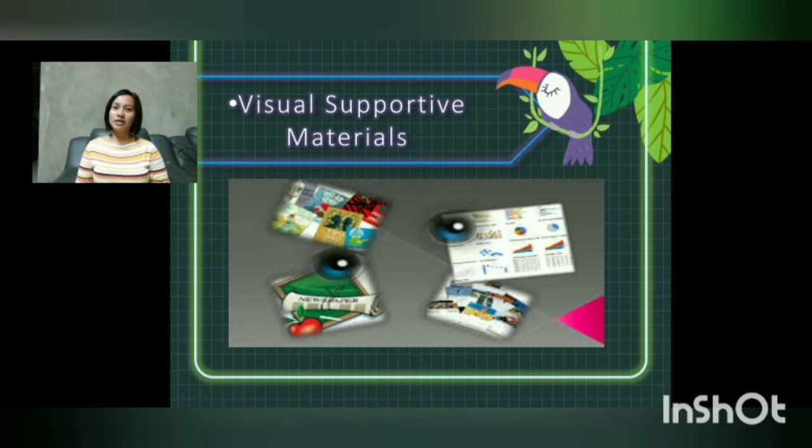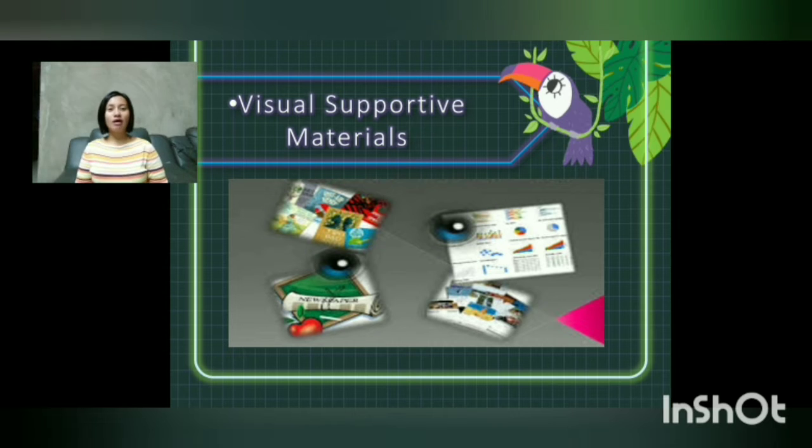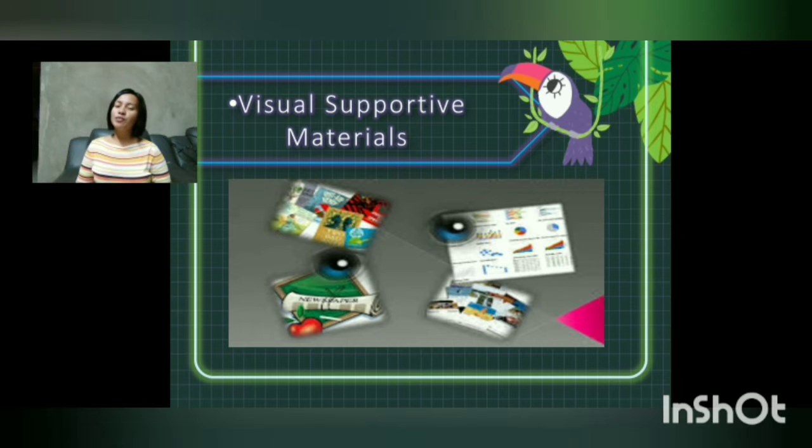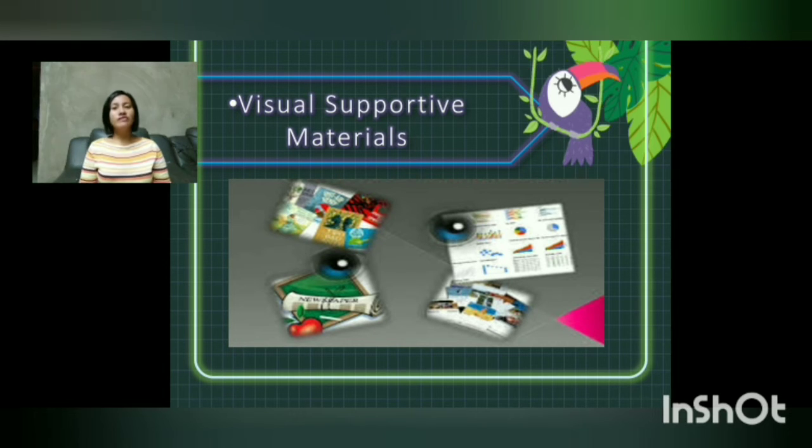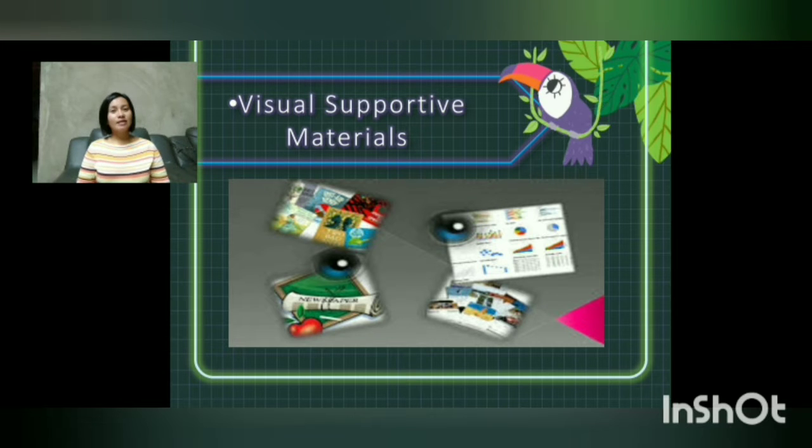Visual supportive materials. Examples of these are handouts, pictures, videos, PowerPoint presentation. Visual materials make it more interesting for the audience. They can help us explain information and make it easier for the audience to understand and learn.